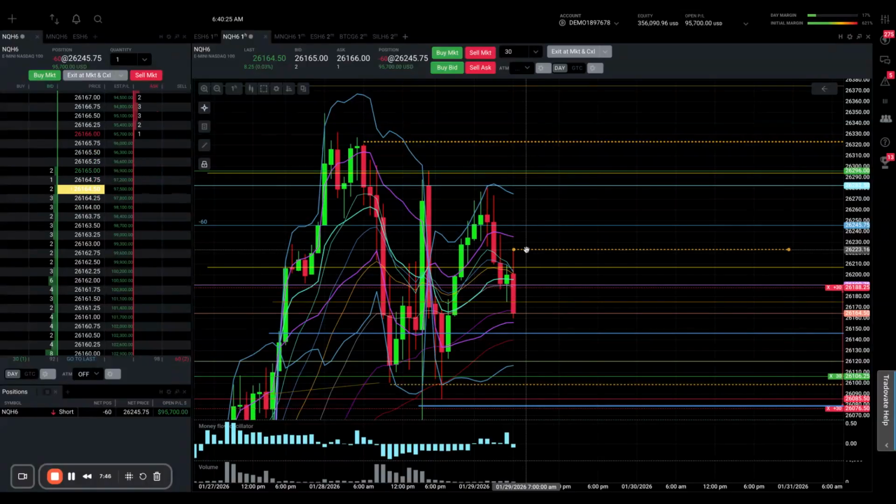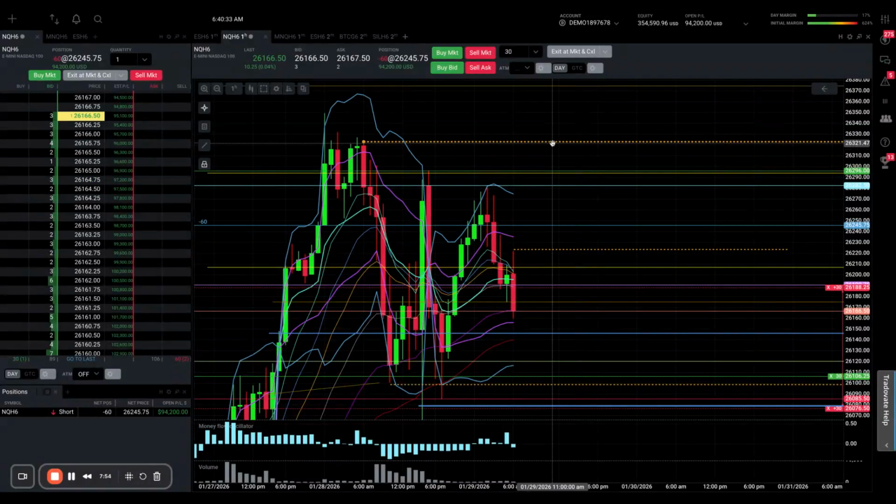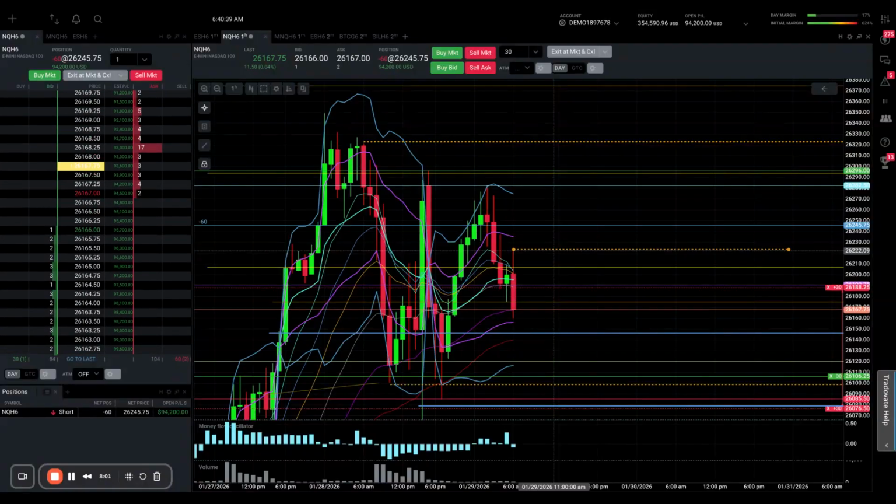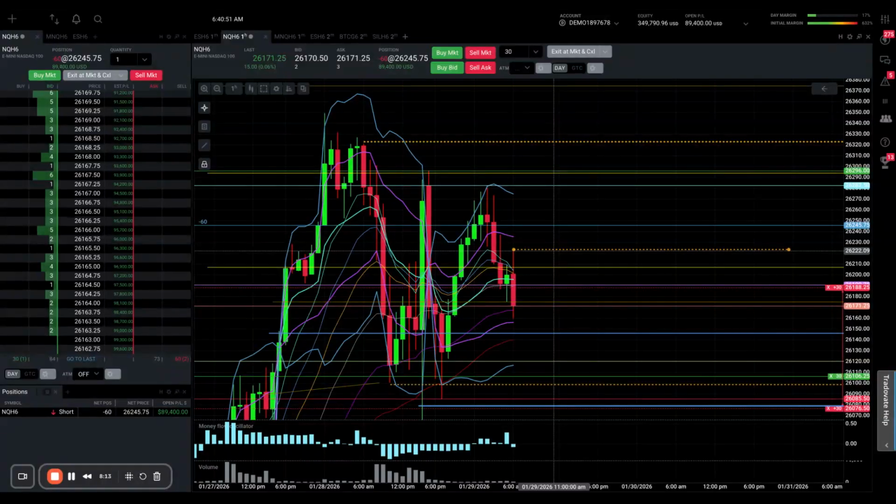It is very important to know your 6 o'clock and your 10 o'clock hourly candle. I always put these lines, these orange perforated lines, at the top and bottom of the 6 o'clock and 10 o'clock candle, because it guides me. It guides me for being able to make these trades.